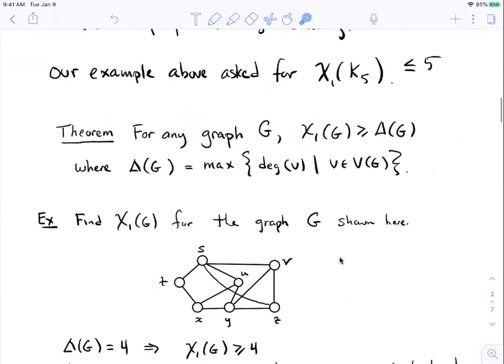Let's take a look at this example. It's a hand-drawn version of a graph that's in your book, and I'd like to calculate the edge chromatic number of it. Okay, so I see vertices of degree 4 in this graph.